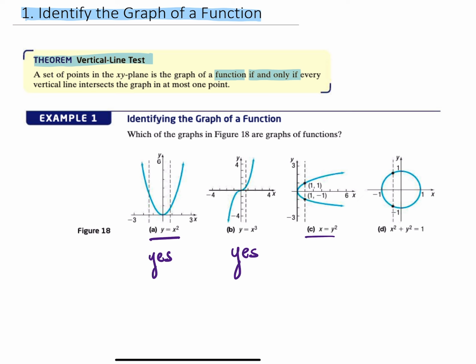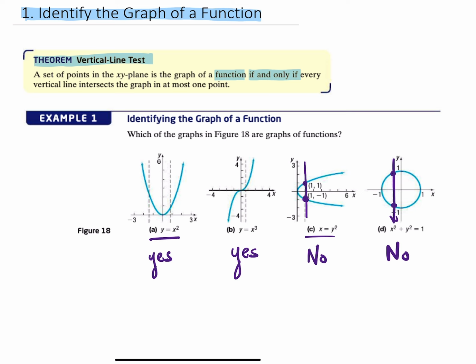C is x equals y squared. So it's like a sideways parabola. Instead of x being squared, y is squared. And notice a vertical line hitting the function in more than one position. So not a function. And then D is our unit circle, a circle centered at the origin with radius 1, and also a vertical line hitting the function in more than one position. So not a function. So it's a pretty simple test if you have the graph available to you.